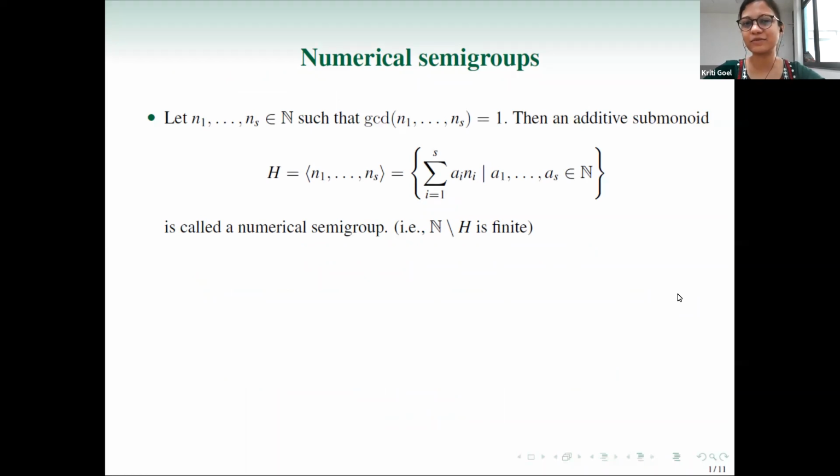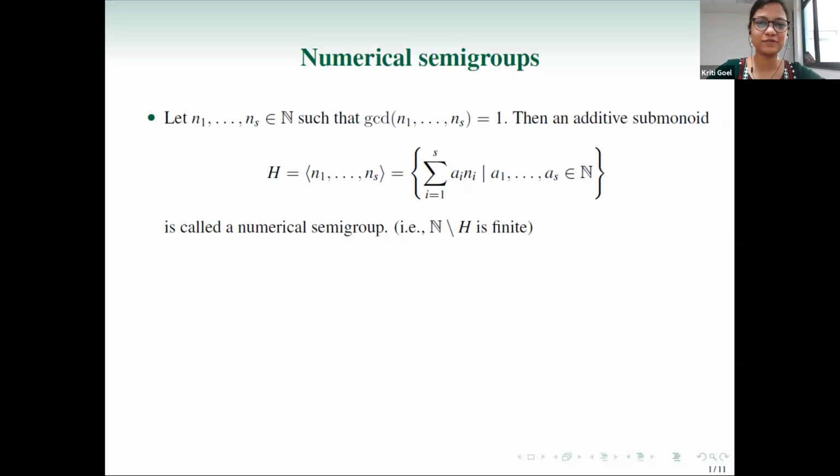Starting with numerical semigroups, we'll be assuming that these semigroups are finitely generated. This means we are picking up s elements n1 up to ns over the natural numbers such that their common GCD is equal to 1. By a numerical semigroup, we mean an additive submonoid generated by these s elements n1 up to ns. An equivalent way of characterizing numerical semigroups is looking at the complement set, which is called the gap set. This is the complement of the semigroup inside the set of natural numbers. And the way we characterize numerical semigroups is by the finiteness of this gap set.